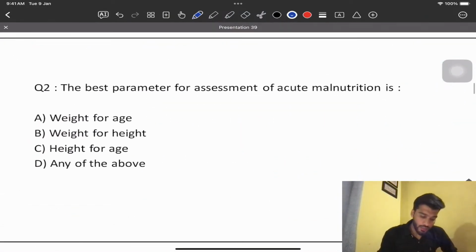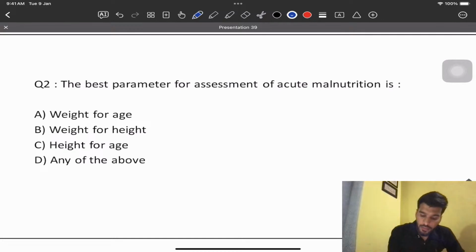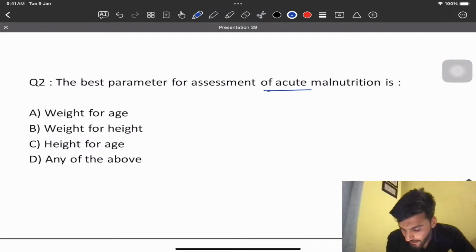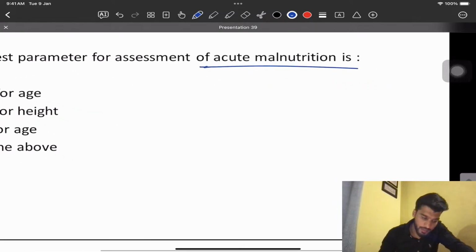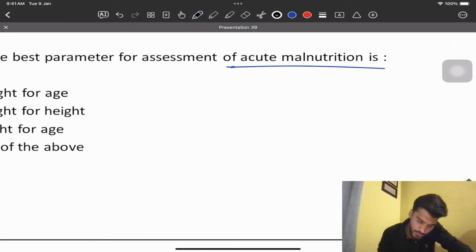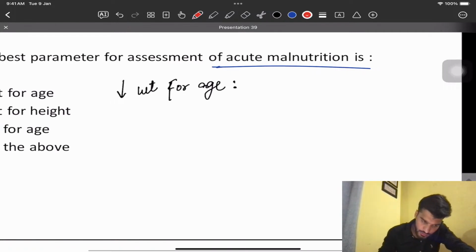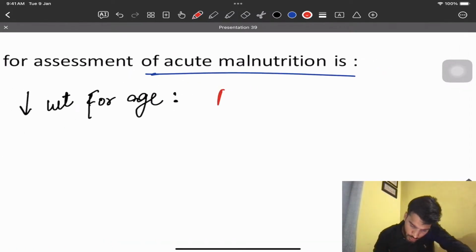So let's move to the next question, guys. The best parameter for assessment of acute malnutrition. Okay, the best parameter for acute malnutrition. So remember, guys, if I talk about decreased weight for age, that is for acute plus chronic undernutrition.